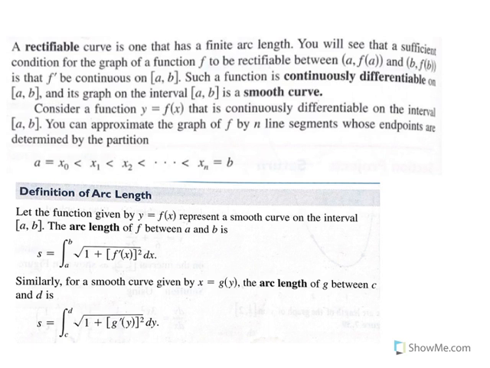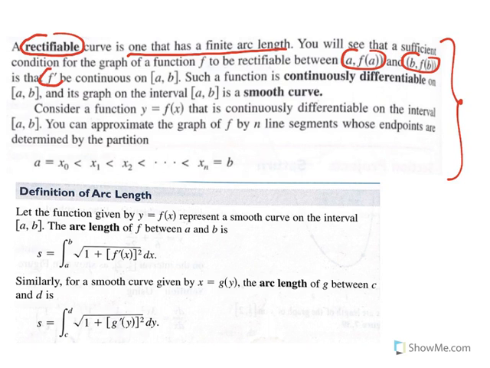So this derivation is, of course, in your textbook, but I'm explaining it so that you can understand it. And this is from the first page of section 7.4 in your textbook. So let's read that. We begin by saying a rectifiable curve is one that has a finite arc length. You will see that a sufficient condition for the graph of a function f to be rectifiable between 2 points is that f prime be continuous on the closed interval from a to b.